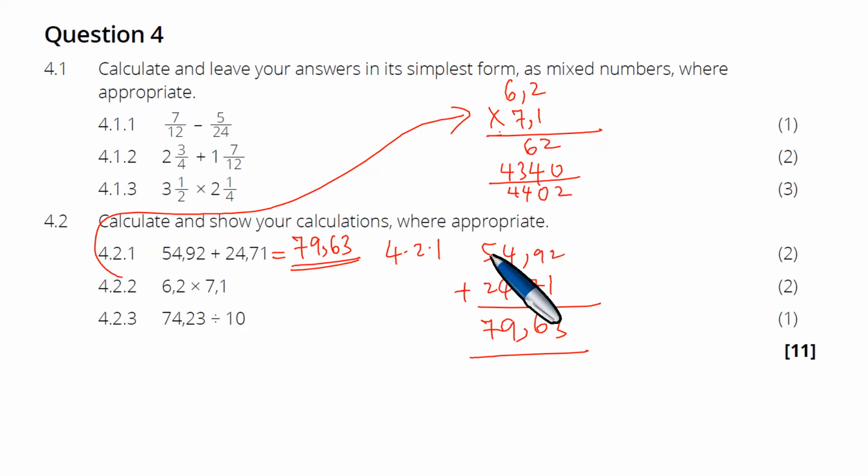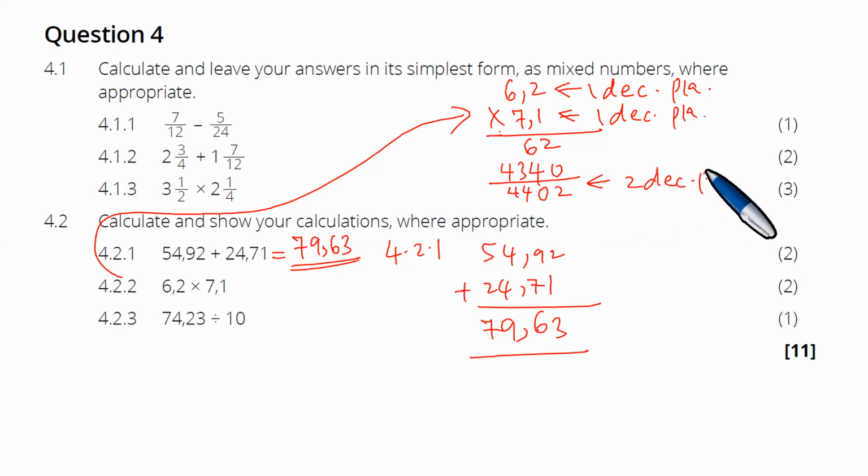Right, so you realize a couple of things, that this one was 1 decimal place, and this one here was also 1 decimal place. And then in the end, this one is 2 decimal places. So 2 decimal places will therefore mean that you are here. And therefore the answer here will be 44,02.